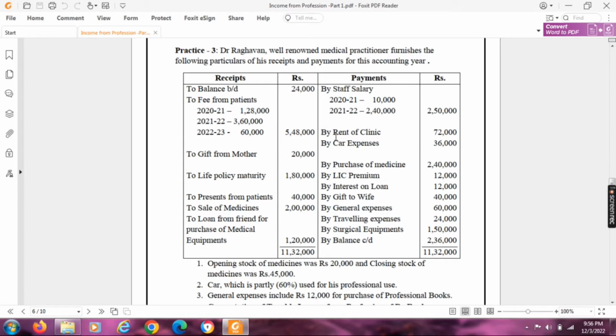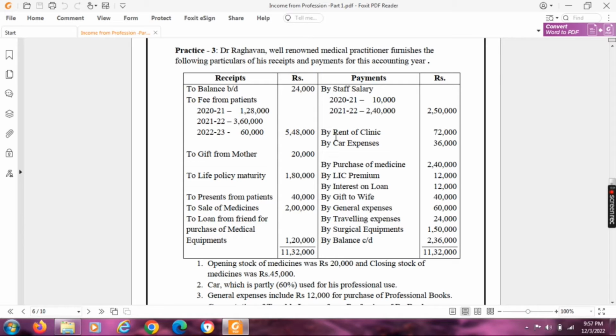Okay. Next, gift from mother, life policy maturity, presents from patient, sale of medicines, loan from friend for purchase of medical equipment. Here payment side, staff salary, rent of clinics. Staff salary was also given 2 years. Previous year outstanding and this year. Totally paid 2,50,000 during this year. The entire 2,50,000 be treated as current year expenditure.